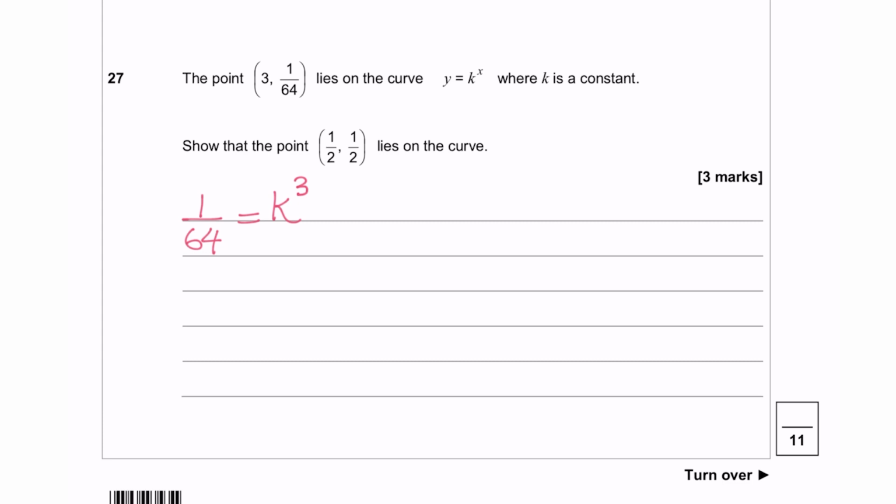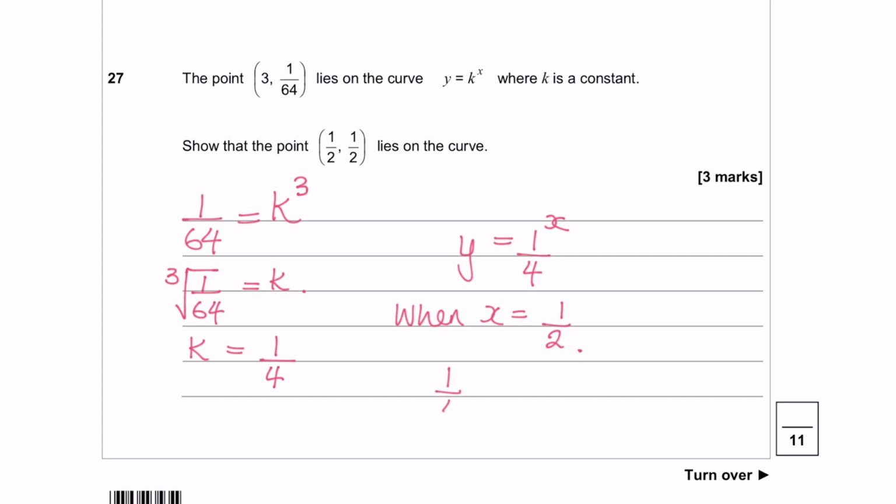So k to the power of 3 means k cubed. The opposite of cubing is the cube root, which is this button on your calculator. So we take the cube root of 1 over 64 and we get 1 over 4. So we've got y equals 1 over 4 to the x. Now it says show that the point lies on the curve. So we can say, when x equals 1/2, 1/4 to the power of 1/2, put in a calculator, is 1/2, therefore it's on the curve. So you're just showing it works.